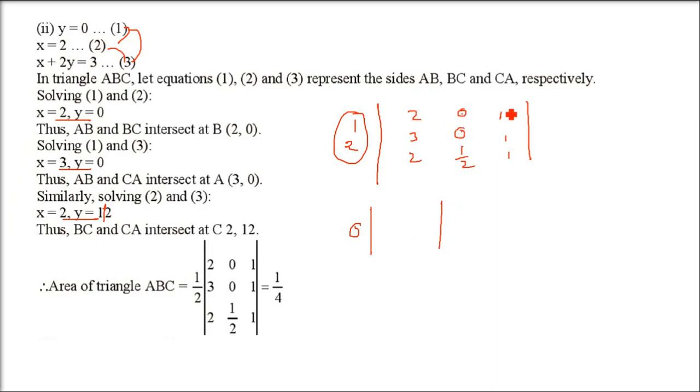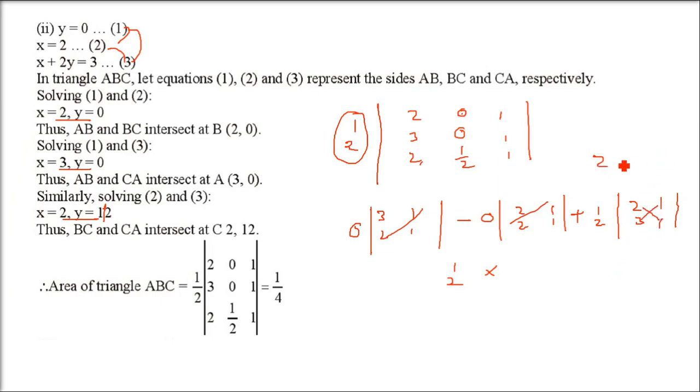When I take this 0, I will not take its row and column; the other values will be 3 2 1 1. Then minus 0, minus 0. Again I'm not going to take this row and column, so 2 1 2 1 will come. Plus, now coming to half, the rest values are 2 3 1 1. Just remove this, 0 0 is there. This is half, and this is going to be 2 into 1 minus 3. So 2 minus 3 is minus 1, and half is already there, so it will give you minus 1 by 4.